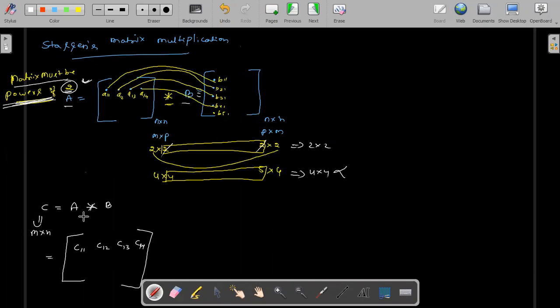Now please observe here. Suppose what I will do: number of rows M into P, columns again, number of rows here M into P.